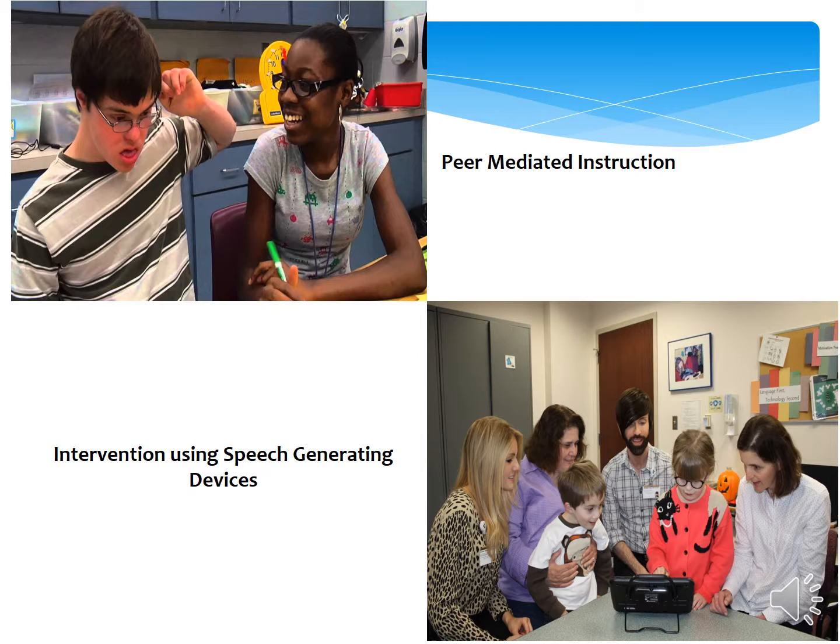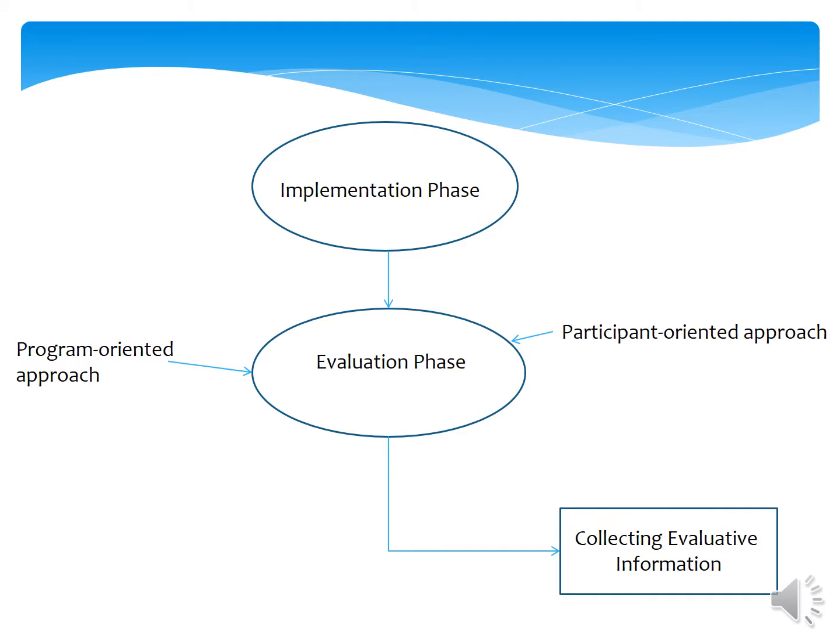The second strategy is the use of speech-generating devices when communicating with teachers and peers in the classroom. Appropriate training for using these devices is provided ahead of time by all teachers and even student peers. This diagram shows that after implementing 2 instructional strategies, an evaluation of the modified program is implemented before collecting any evaluative information. For this program, program-oriented and participant-oriented evaluation models are used.